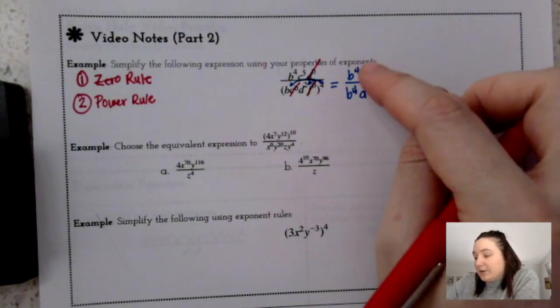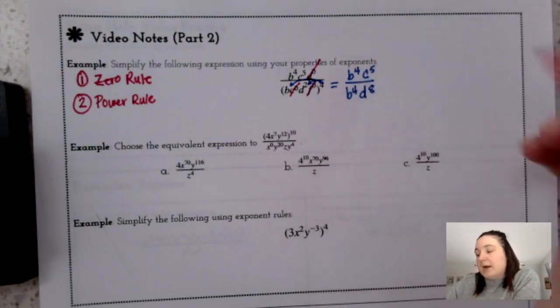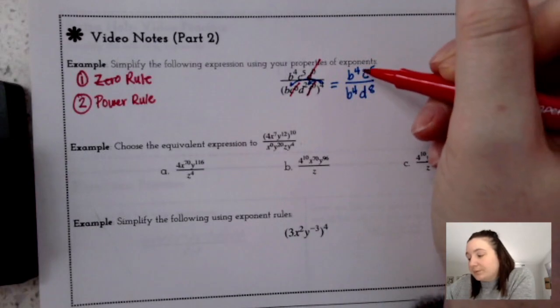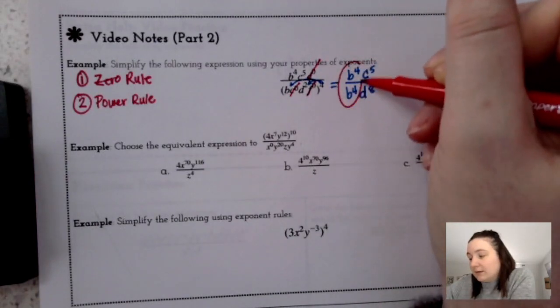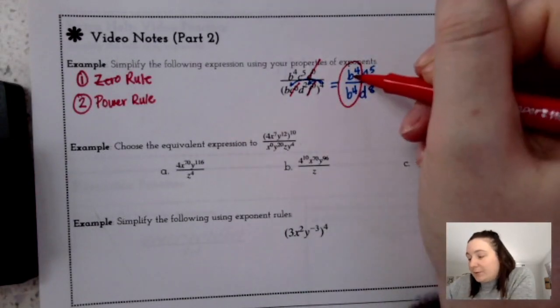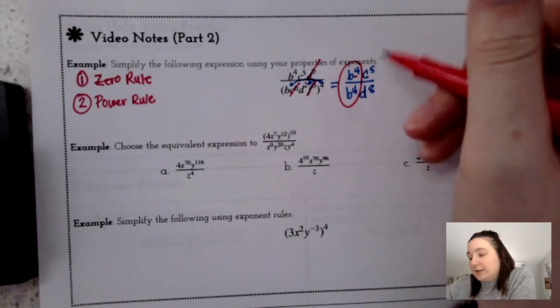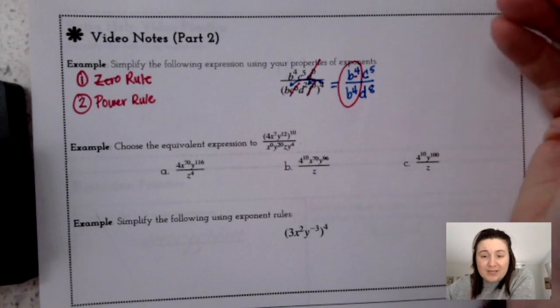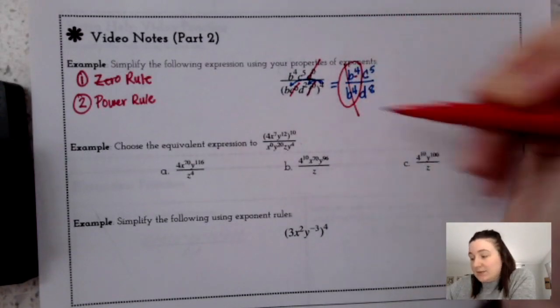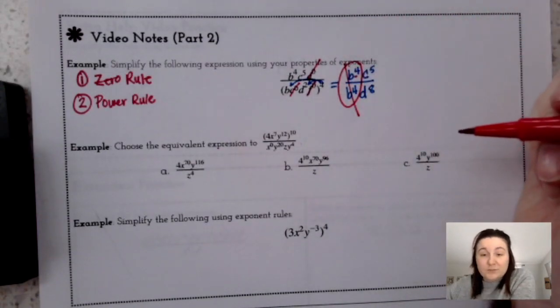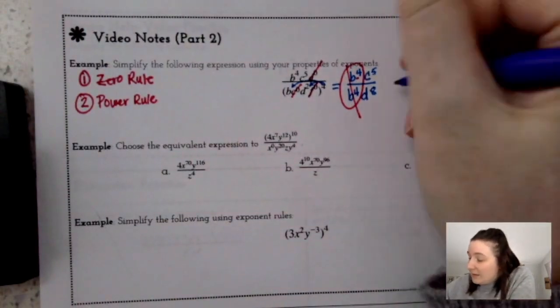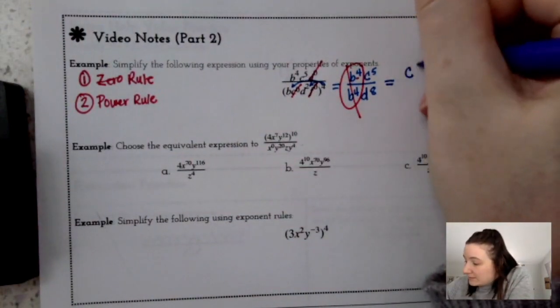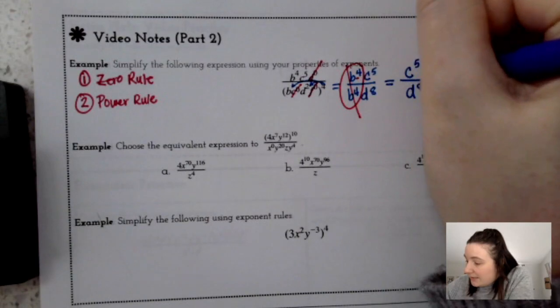So in this case, I notice that I have b's on top and bottom, so I'm going to want to use the quotient rule. And remember, for the quotient rule, we subtract. Well, 4 minus 4 is 0, and anything to the 0 power is going to go away, so this actually ends up going away, which is nice. And so all we're left with is c to the 5th over d to the 8th.